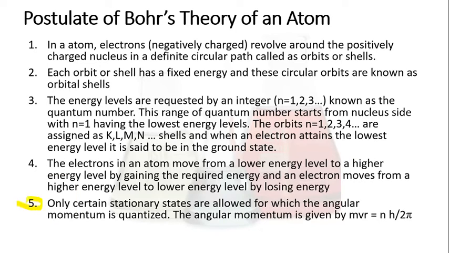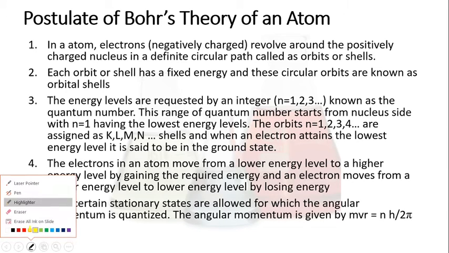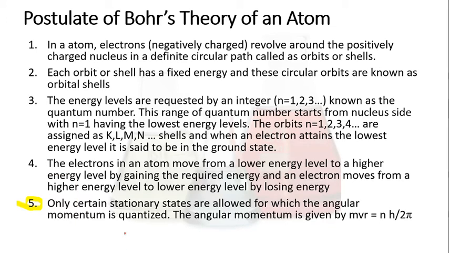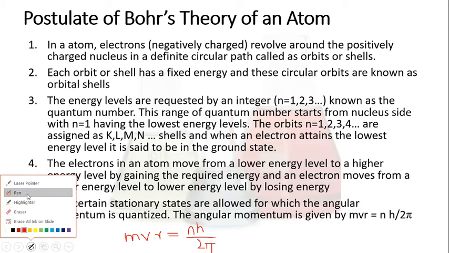This is the most important point, that the angular momentum is quantized, and it is equal to mvr = nh/2π. So students, remember that this is the most important equation given by Bohr. All the further derivation depends on this equation, okay?